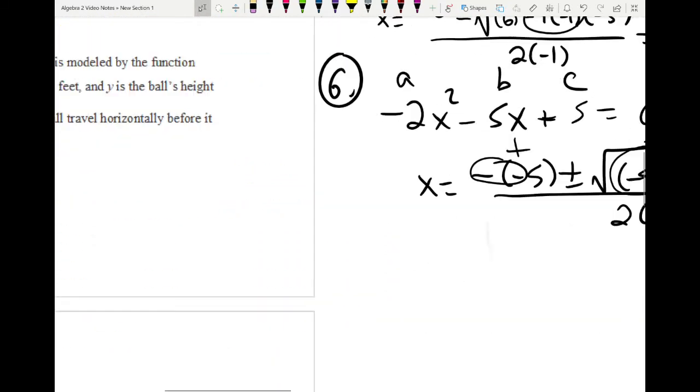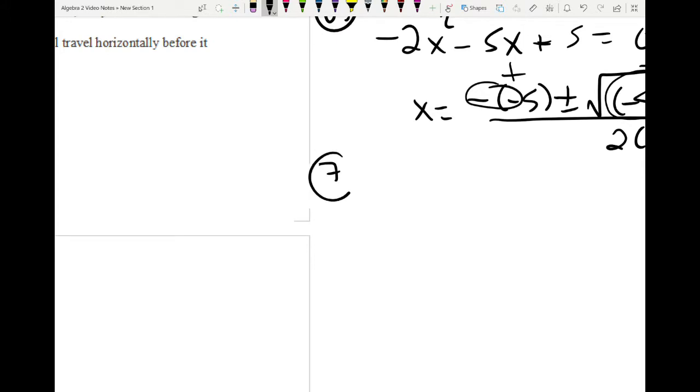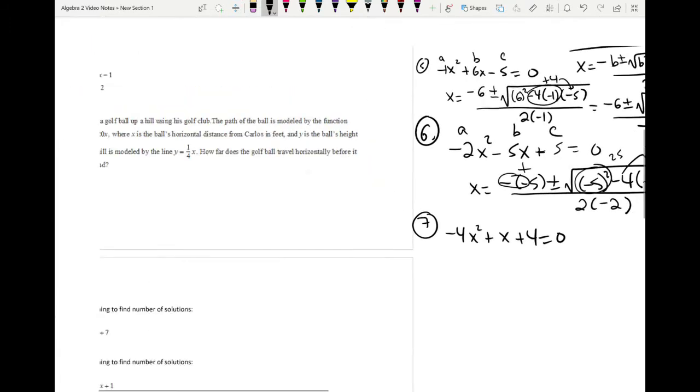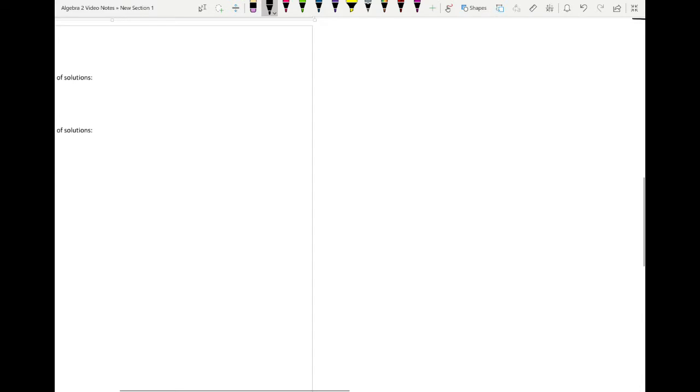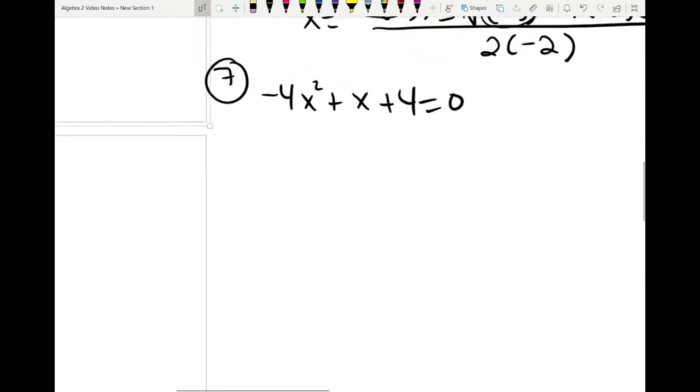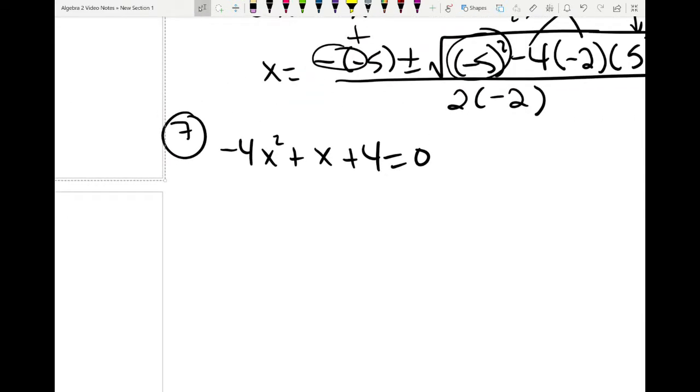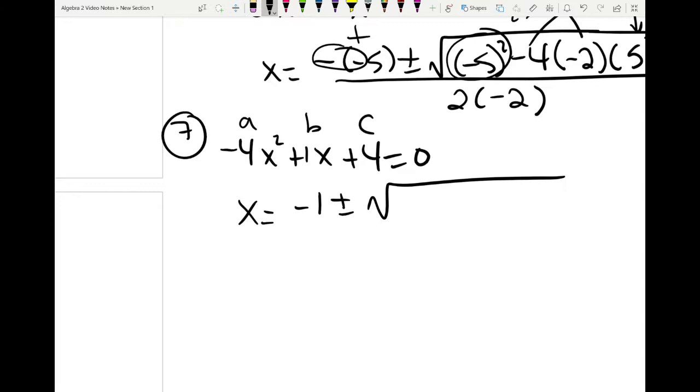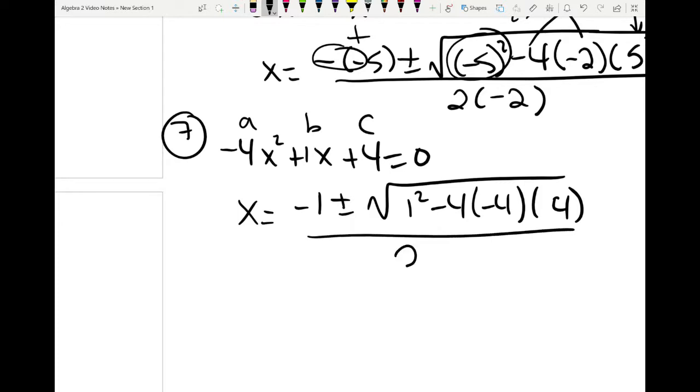Let's do that over here. All right, I just want to double check, make sure that's good. Okay. All right, so let's use the formula. Same way. a is negative 4, b is 1, c is 4. So we got negative 1 plus or minus square root 1 squared minus 4 times a times c over 2 times a.